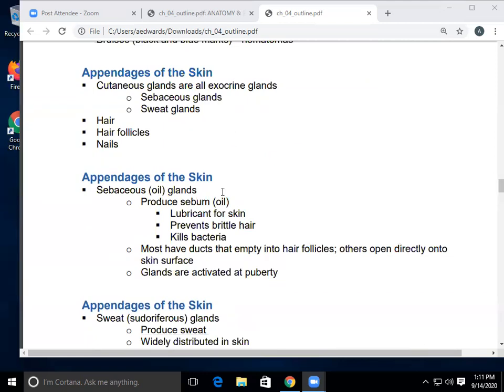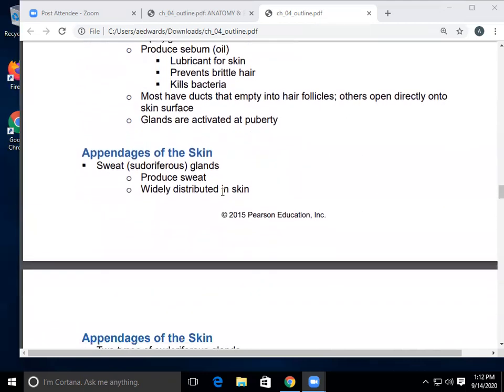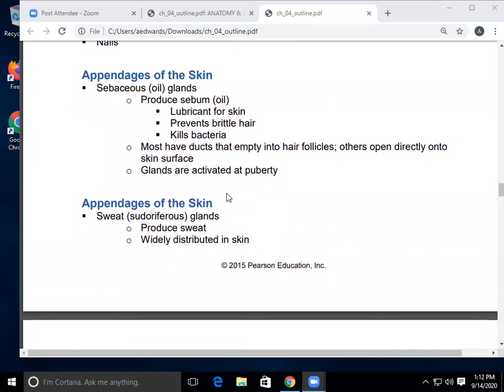All right, so we've talked about the skin itself. Let's talk about some appendages. You have cutaneous glands, and these are exocrine, like your sebaceous glands and your sweat glands, which means they're releasing materials to the skin through a duct. Your hair follicles, and your nails. So the sebaceous glands or oil glands are secreting oil, also known as sebum. It serves as a skin lubricant, keeps the hair from turning brittle. It can also kill bacteria.